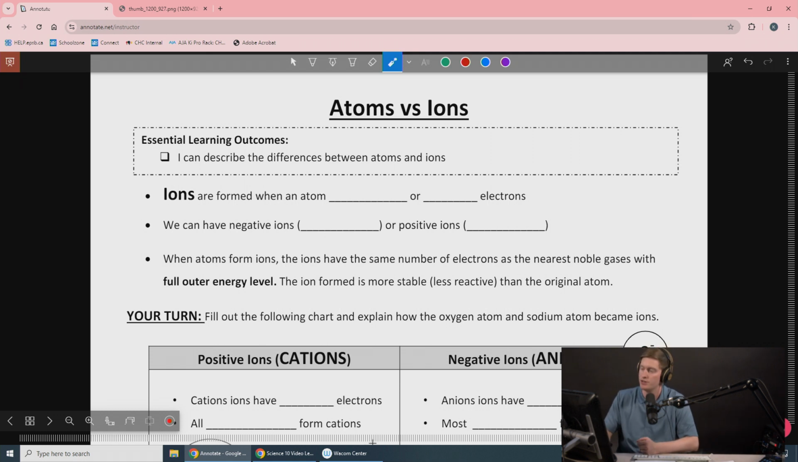In this lesson, we're going to talk about atoms versus ions. We're going to introduce this idea of what an ion is, and we're also going to draw some Bohr diagrams for ions and learn the rules for naming ions.